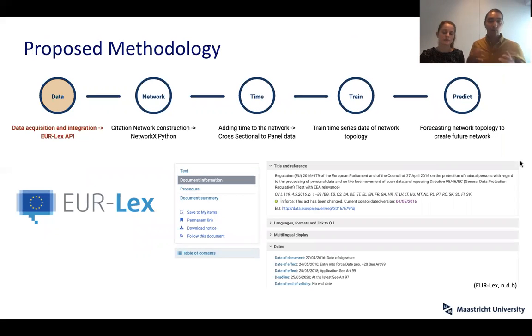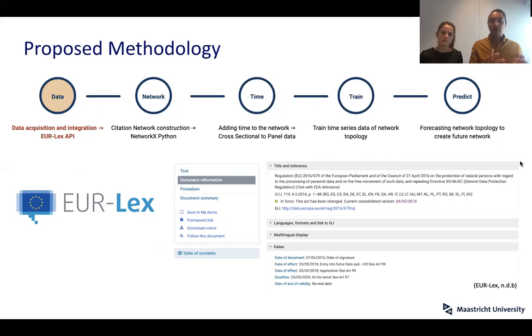So this is more or less how the proposed methodology looks. You would have these five broad phases where you have the data acquisition, we develop the network, you add the feature of time, you train, and then we forecast. Let's start from the beginning.